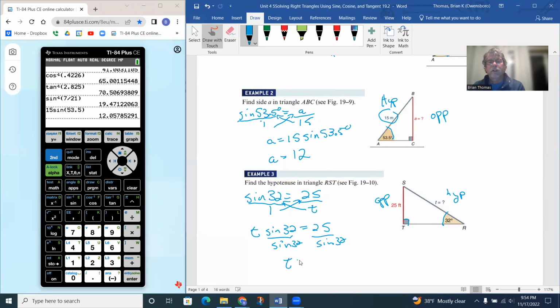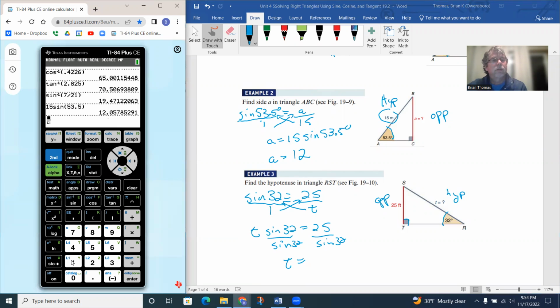So our math is going to be t equals 25 divided by the sine of 32. Again, if you like to use the fraction button, you can. So alpha F1, number 1. We have this 25 on the top and the sine of 32 on the bottom, and that'll find us our missing hypotenuse.